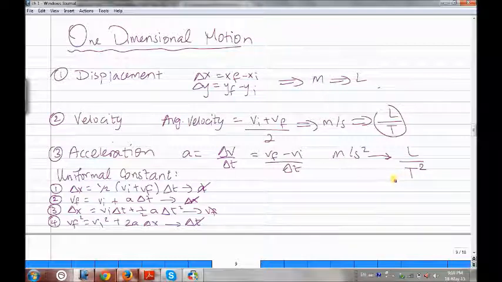Now, the other situation is when there is uniform constant acceleration. When the question mentions that there's uniform constant acceleration, we're going to use these four kinematic equations.